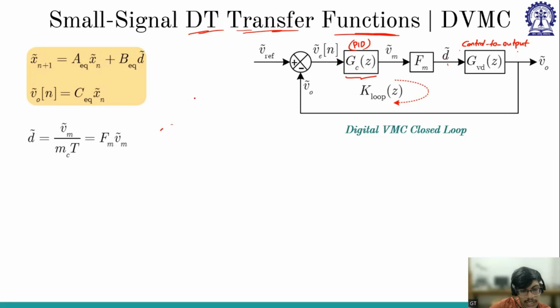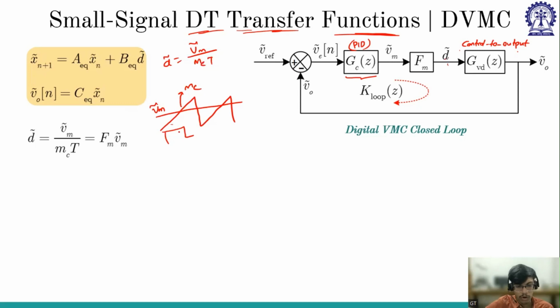Say this is my ramp function and this is my VM. Say the slope of this is MC. So what is my duty ratio? The duty ratio is this part, right? So D perturb is nothing but VM perturb by MC into T. And MC into T, I am calling 1 by MCT. So FM is 1 by MC into T. I am defining it like that so that it will make my life easy. All the calculations will be easy. So D perturb is FM into VM perturb.